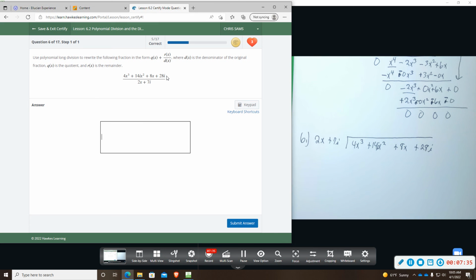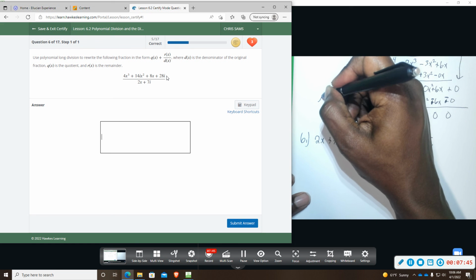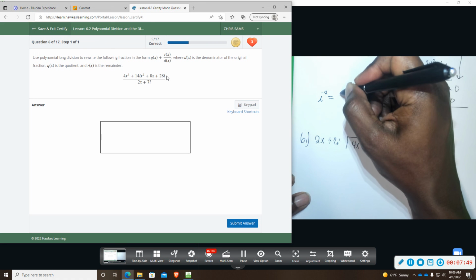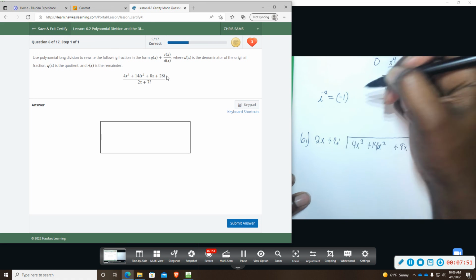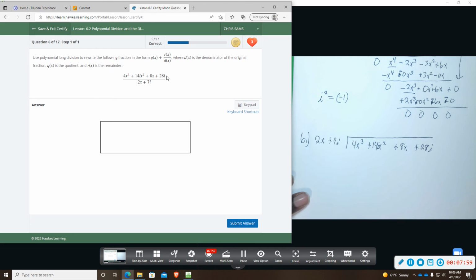One thing that you need to be mindful of is this i is an imaginary number. And you also need to know that i squared is equal to negative 1. So anytime we get an i squared, we'll replace it with negative 1 and simplify.